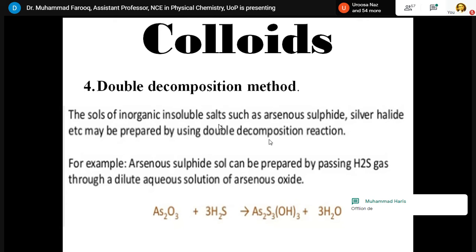So the sols of inorganic insoluble substances such as arsenic sulfide, silver halide, etc. may be prepared by using the double decomposition reaction, in which the ions of the salts exchange with each other. You can see they exchange their ions with each other. So this is called the double decomposition method. Is it clear or not?